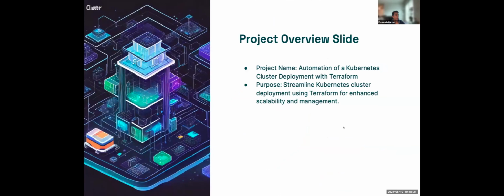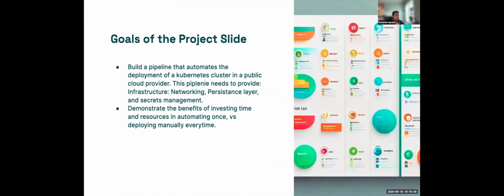So, a very fast project overview. The name: Automation of a Kubernetes Cluster Deployment with Terraform. The main purpose is to streamline Kubernetes cluster deployment using Terraform. That's all I did in this project. So the goals of this project, you can see them here.